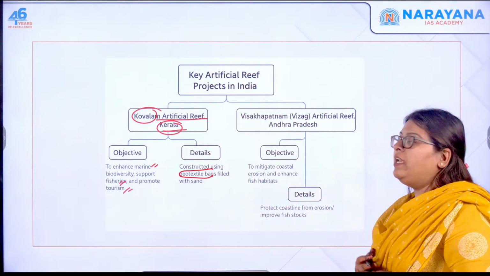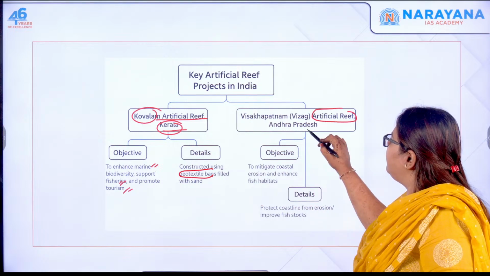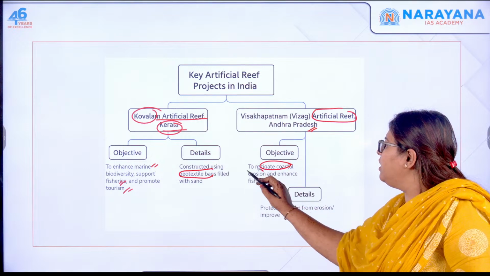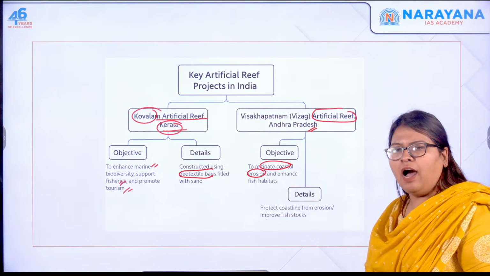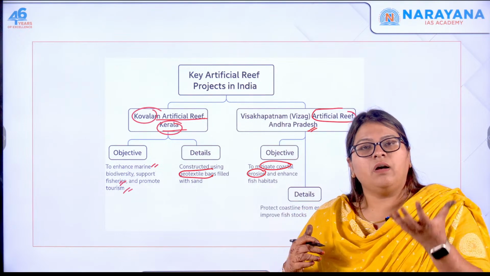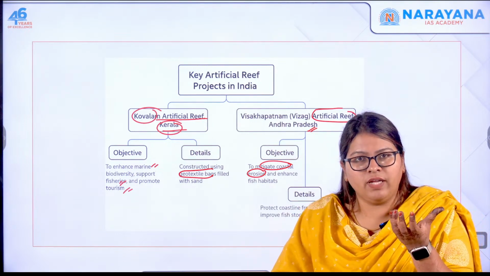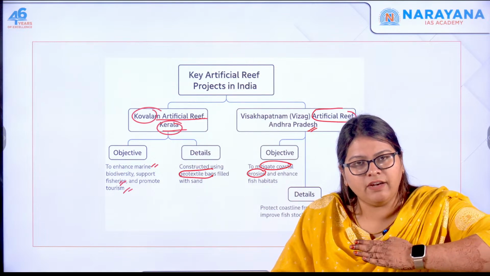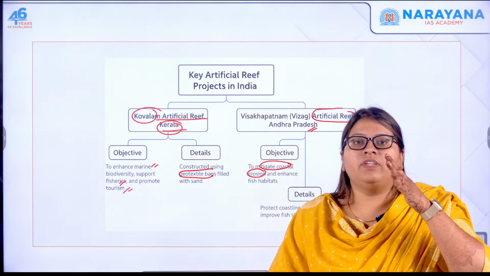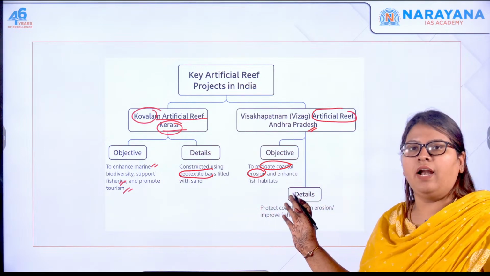The next one is the Vishakhapatnam artificial reef in Andhra Pradesh, and the objective was to mitigate coastal erosion. You can ask me how these artificial reefs mitigate coastal erosion. This is because they absorb some wave energy. The height of the waves and the energy with which they hit the shore and erode it is reduced by these artificial reefs.